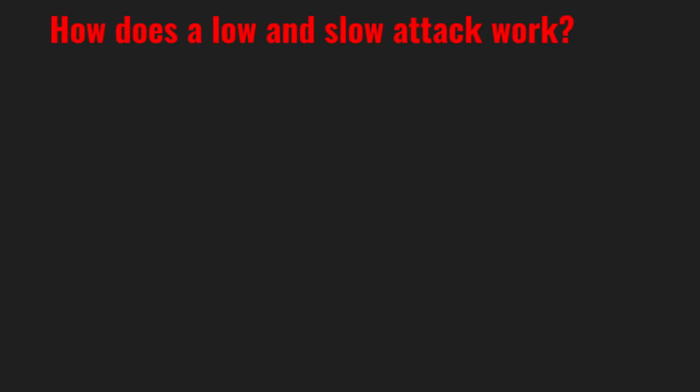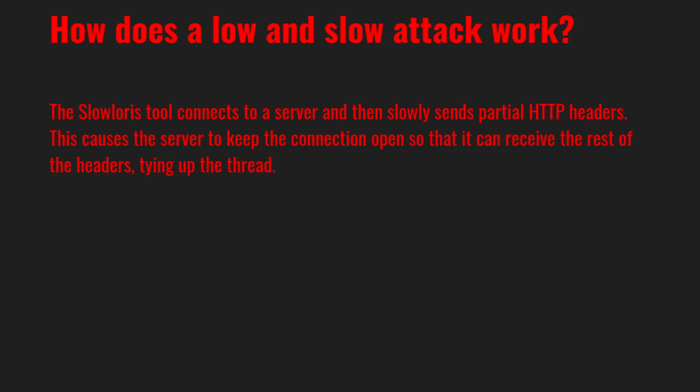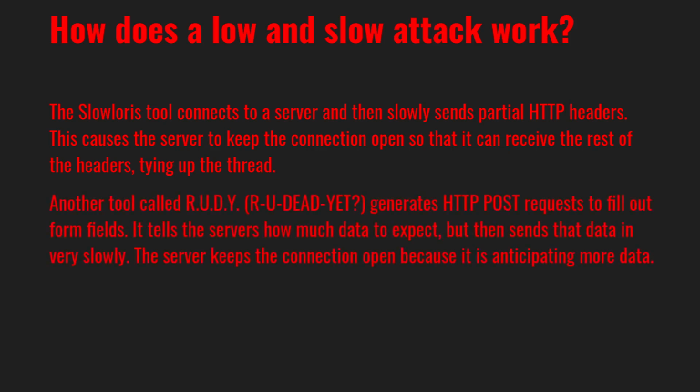So how does a low and slow attack work? The Slowloris tool connects to a server and then slowly sends partial HTTP headers. This causes the server to keep the connection open so that it can receive the rest of the headers, tying up the thread. Another tool is called RUDY, or R-U-Dead-Yet?